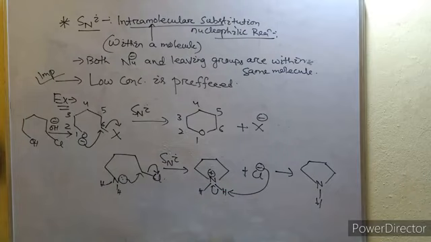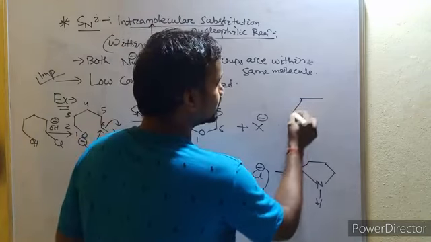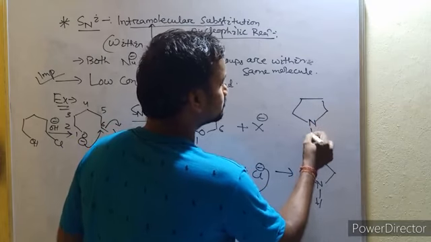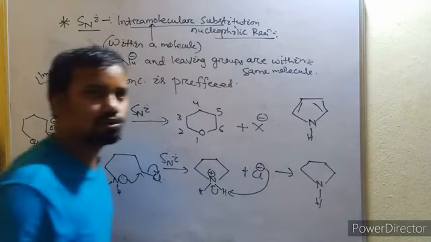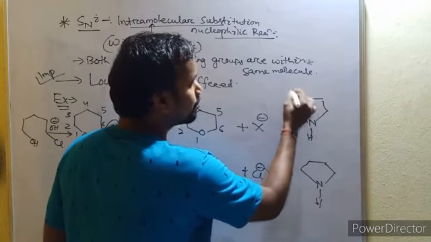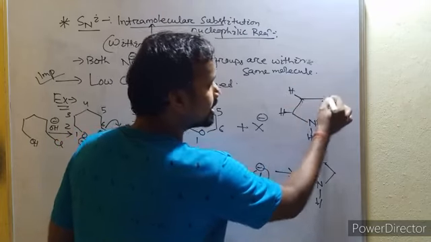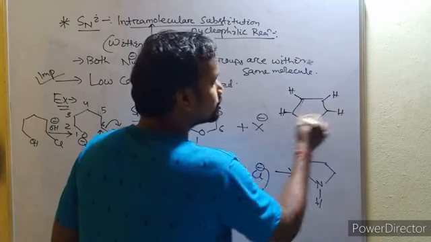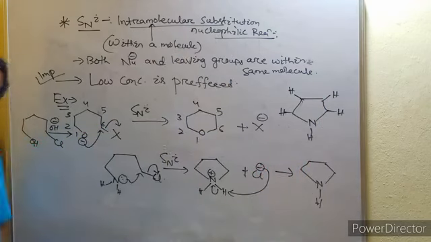tetrahydropyrazole. Sorry, pyrrole, tetrahydropyrrole. Why am I calling it tetrahydropyrrole? See, this is pyrrole. Okay, it is having two double bonds. So when you are reducing this, one H will be added here, another two will be here. So tetrahydropyrrole.